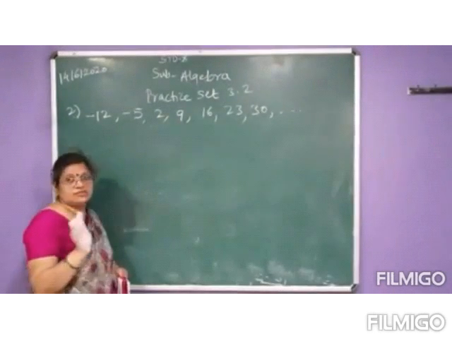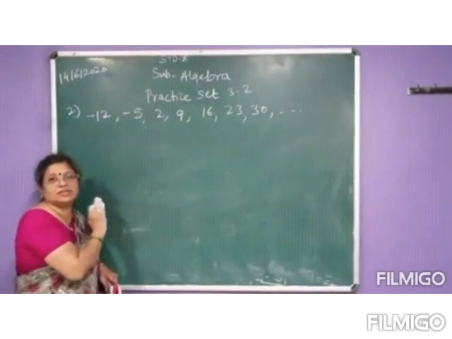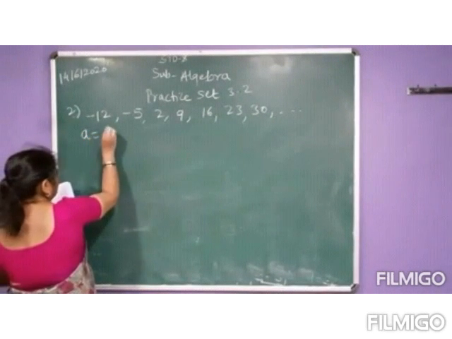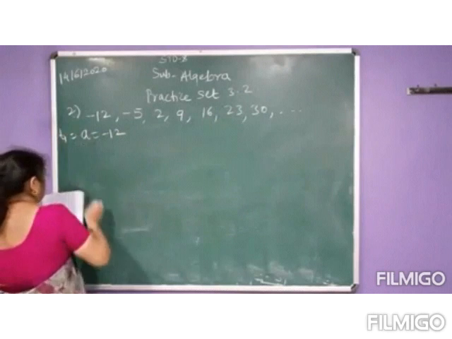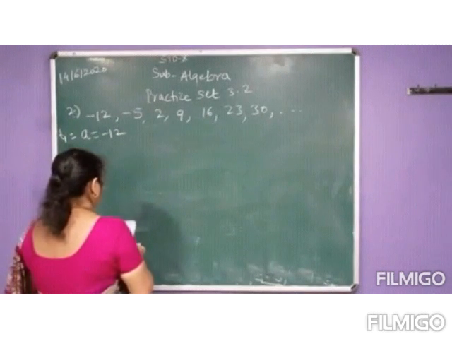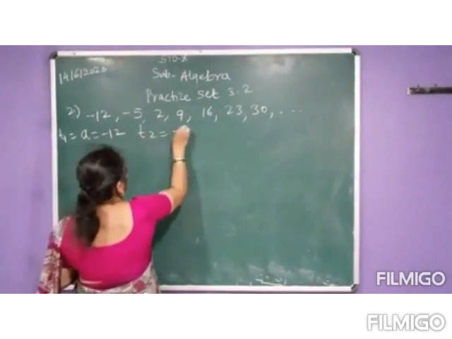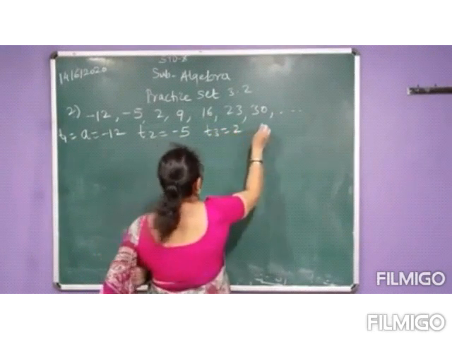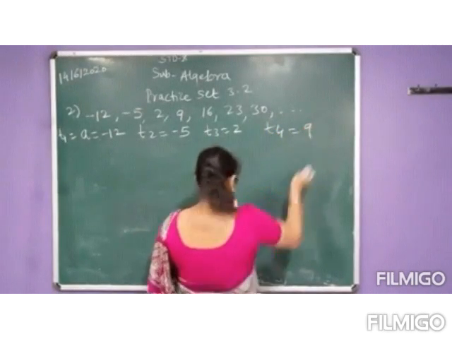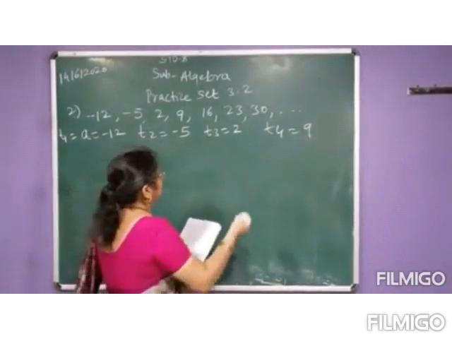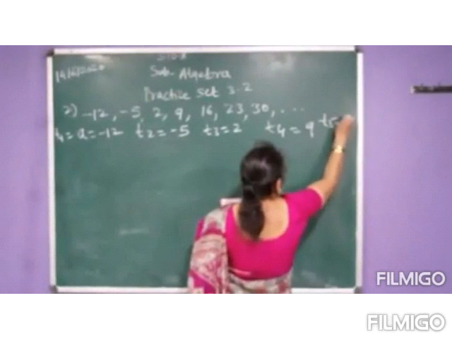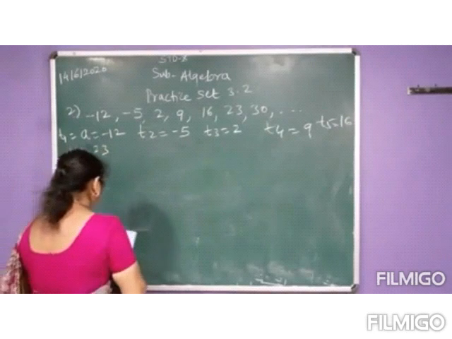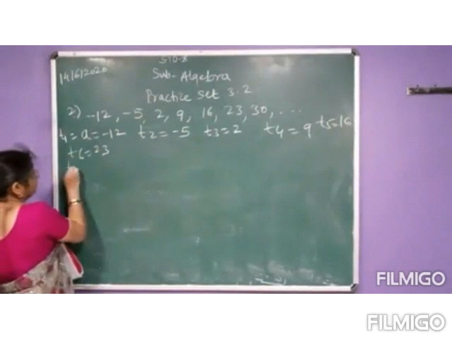Now here, first we have to check whether the given sequence is an AP or not. For that, you will write A as minus 12, or T1 is equal to minus 12. Then T2 is equal to minus 5. T3 is equal to 2. T4 is equal to 9 and so on. Or you can also write the terms, no harm in that. T5 is 16. T6 is 23. We will check first T2 minus T1.